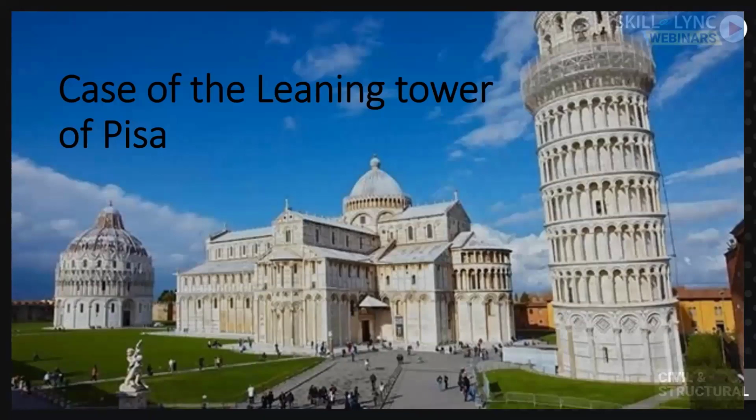Till 1817, the leaning of the tower was not taken seriously. In 1817, when they measured the inclination, the tower was inclined 4.9 degrees towards the south.